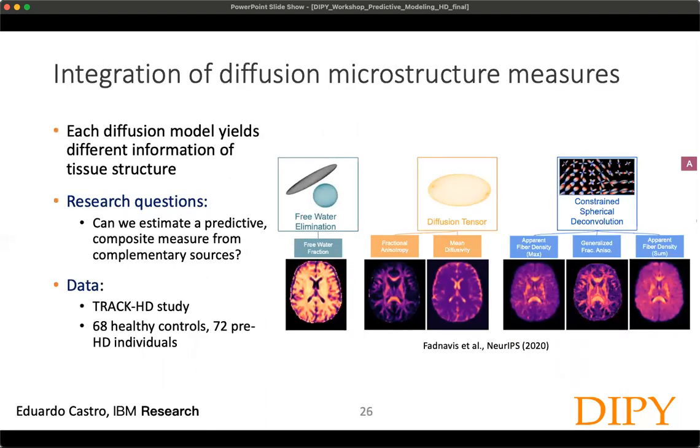So the idea here is that the diffusion model yields different kinds of information. Probably you also looked at information regarding the different diffusion models analyzed by DIPY. So the idea here is, can we integrate these multiple complementary sources and get a composite measure of changes in the connectivity of the brain? To do so, we looked at information from the TrackHD study from 68 healthy controls and 72 pre-HD individuals.